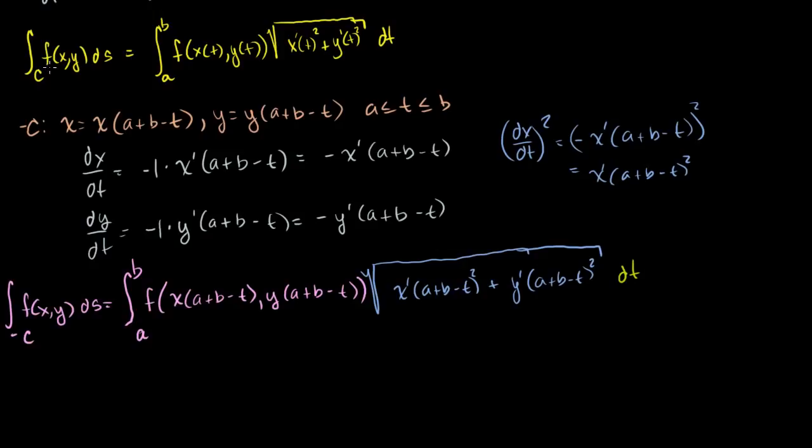I don't want to run up with surface integrals yet. This is the line integral over the curve C. This is the line integral over the curve minus C. They don't look equal just yet. This looks a lot more convoluted than that one does. So let's see if we can simplify it a little bit.